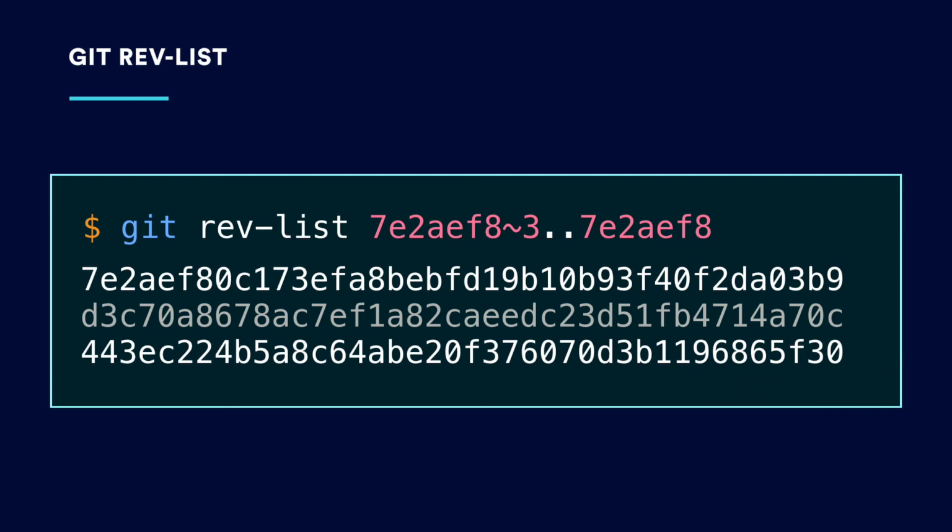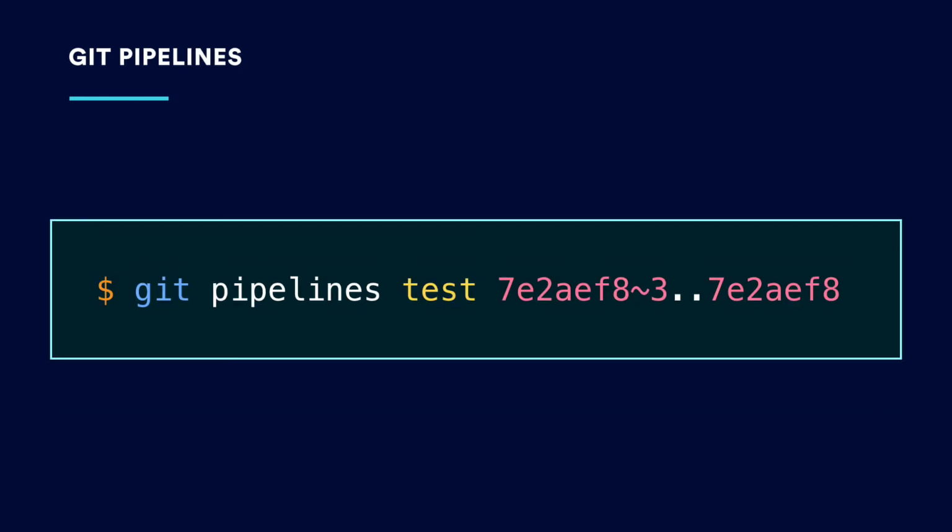So I actually created another alias called git pipelines, which will invoke a particular custom pipeline for a set of commits rather than just one. Now, those of you familiar with continuous integration and deployment might be wondering, why the heck do I want to invoke a pipeline for a series of commits? So let me give you a scenario where this might be useful.